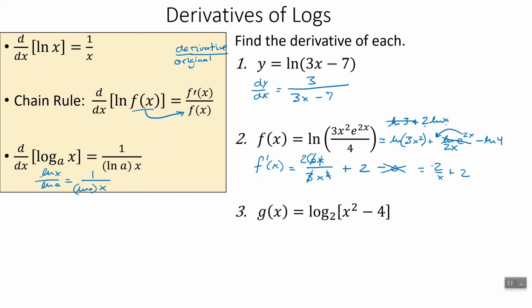All right, so here we go. Here's one with log. So usually what I do is I use my change of base formula first. I'd say this is the ln of x squared minus 4 over the ln of 2. And then when we take the derivative, on the bottom we'd still have that ln of 2. We'd also have whatever's inside here, x squared minus 4. On the top we'd have the derivative of that, 2x.